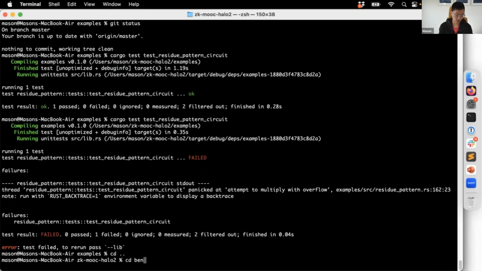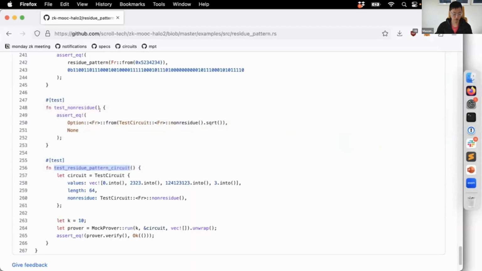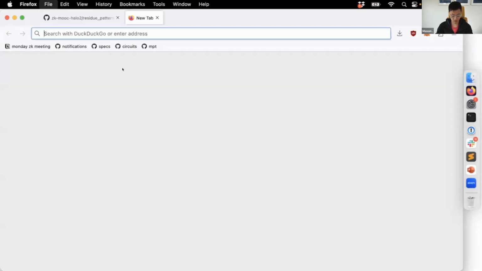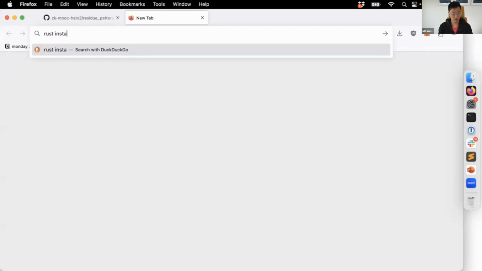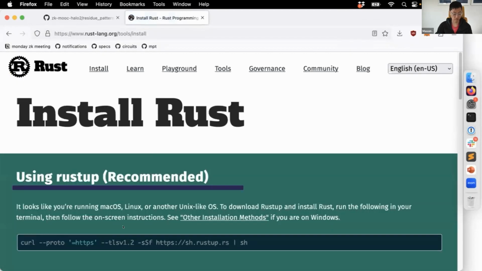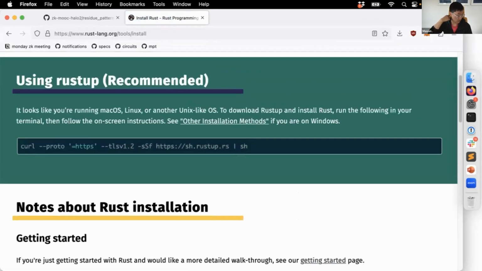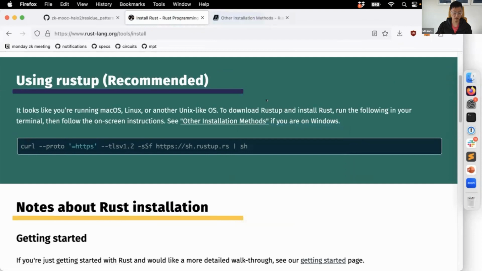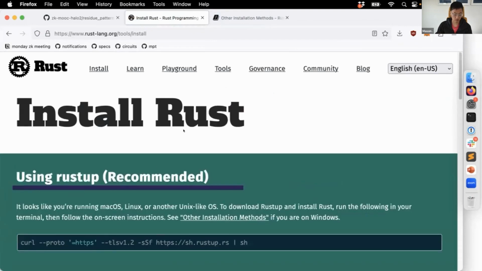okay, sorry, I guess first I should mention that if you don't have Rust installed, it's very easy to install. You find the Rust page, and they have this curl command that you can run. If you're on Windows, there's a different command to run. But this should install Rust.